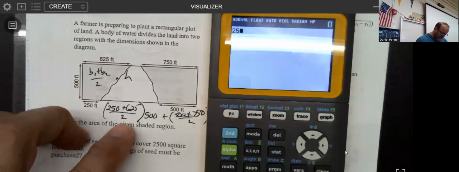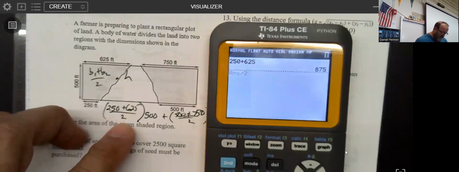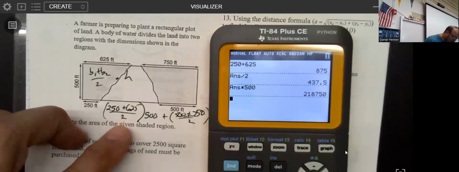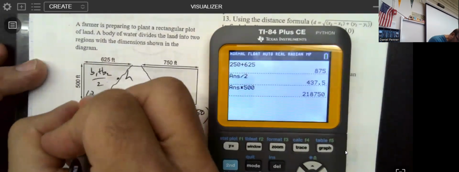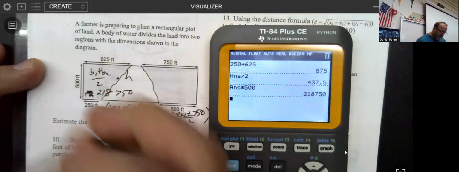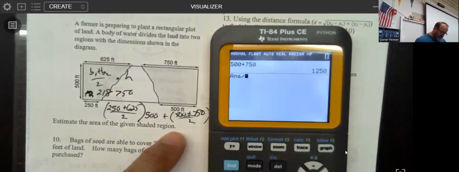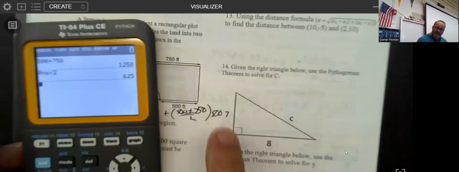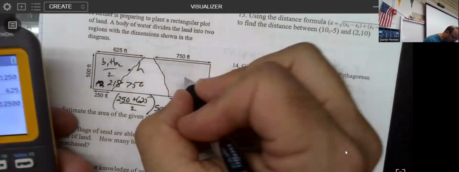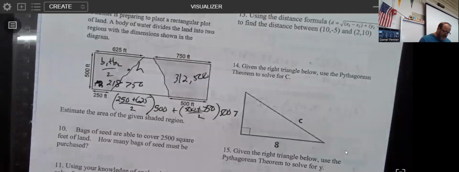Let's see, 250 plus 625. I'm going to divide that by 2, and then I'm going to multiply by 500. I got that that is a big number. This area is 218,750. This other one over here, let's see, 500 plus 750. I'm going to divide that by 2, but then let's multiply that by 500. That area is 312,500.